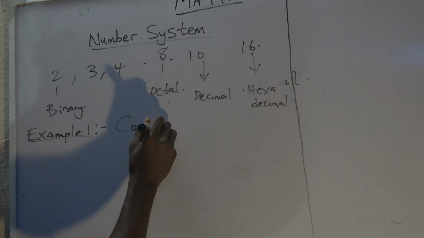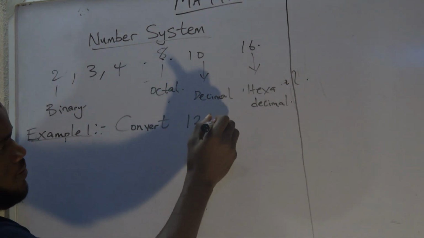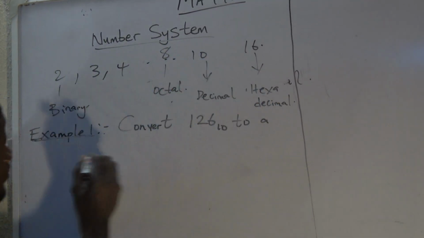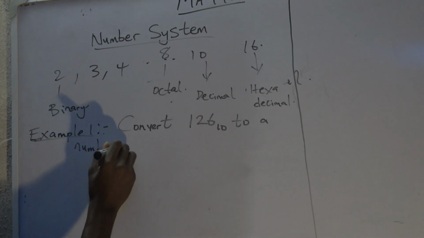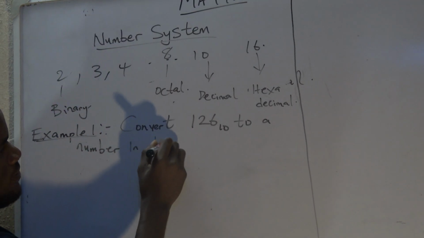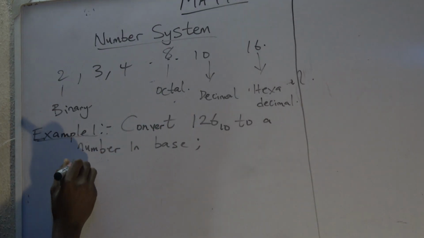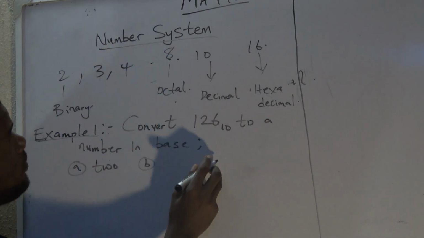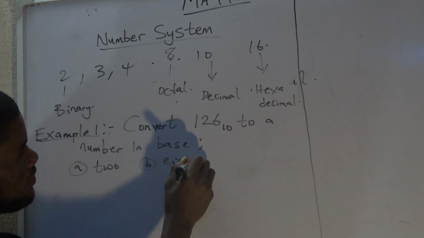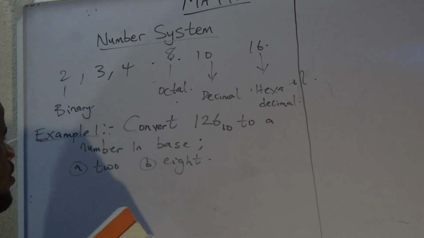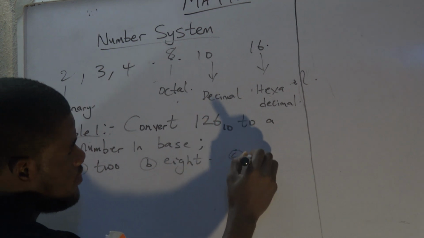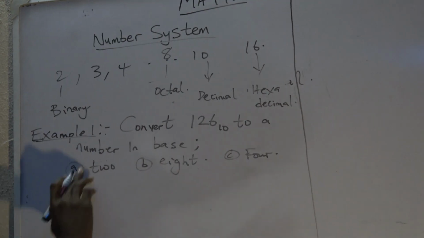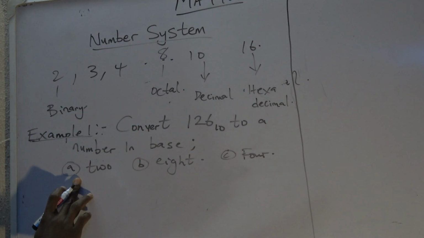Convert 126 base 10 to a number in base A, 2, B, 8, and C, base 4. Now let's look at the first one, converting 126 base 10 to base 2. Solution.